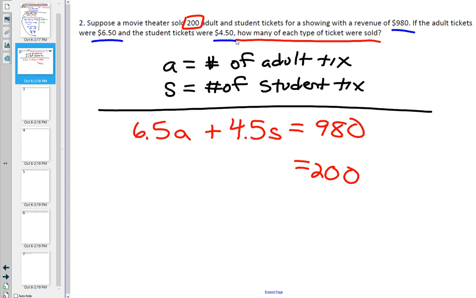We don't know how many adult tickets were sold, but what do we call them? No, it's not going to be long at all. A. We don't know how many student tickets were sold, but what do we call it? And if together there's 200 of them, it's a lot simpler than you think. A plus S is equal to 200.